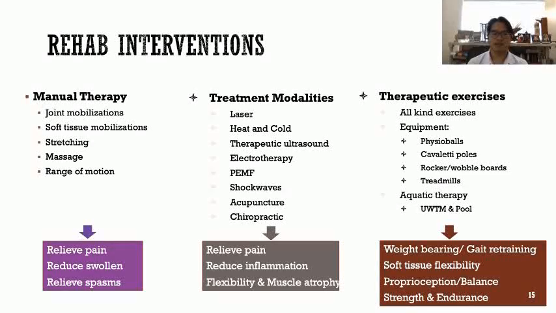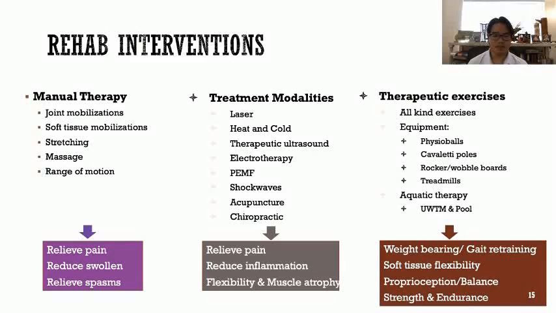Treatment modality, there's a bunch of treatment modalities that you can select. Laser, heat, cold, ultrasound, electrotherapy, PEMF, shockwave, acupuncture, chiropractic. And those are very good for relieving pain, inflammation, and also improve flexibility and prevent muscle atrophy, especially when you're using NMES.